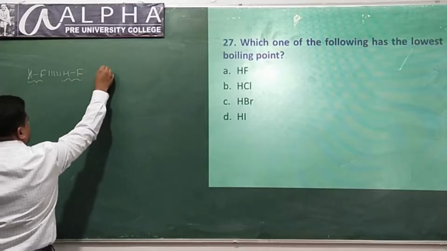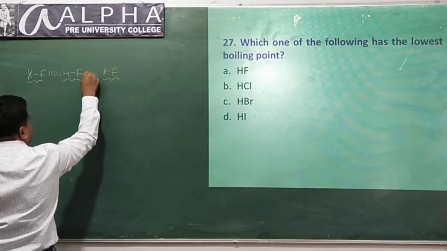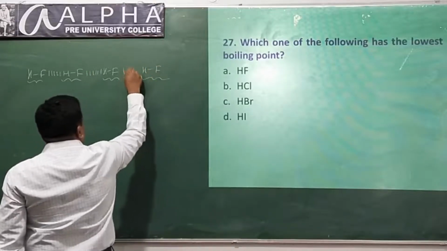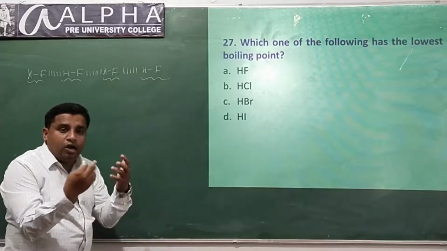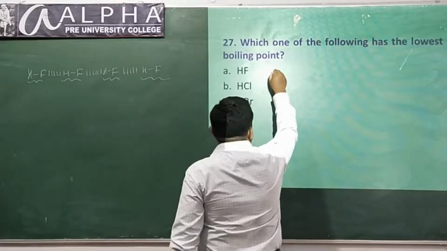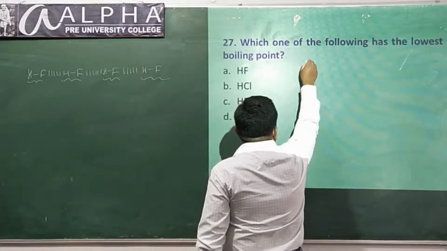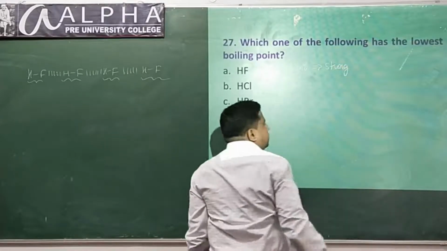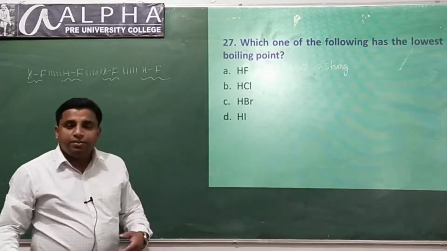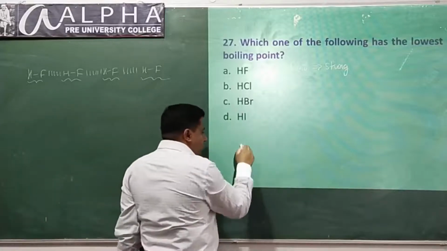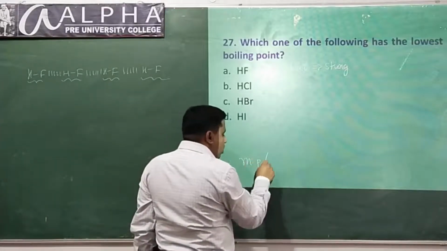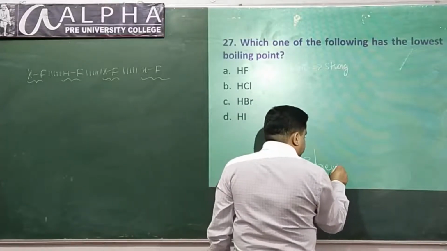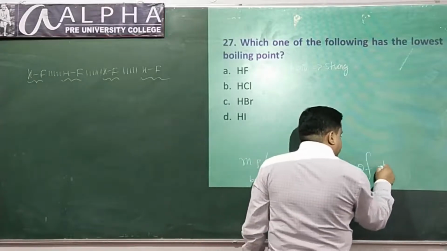After watching all my videos, I hope you have been thorough that hydrogen fluoride molecules are held together by what? Hydrogen bond, which is a strong bond, correct? Stronger the bond, higher will be the melting point and boiling point, because melting point or boiling point is directly proportional to what? The strength of the bond.